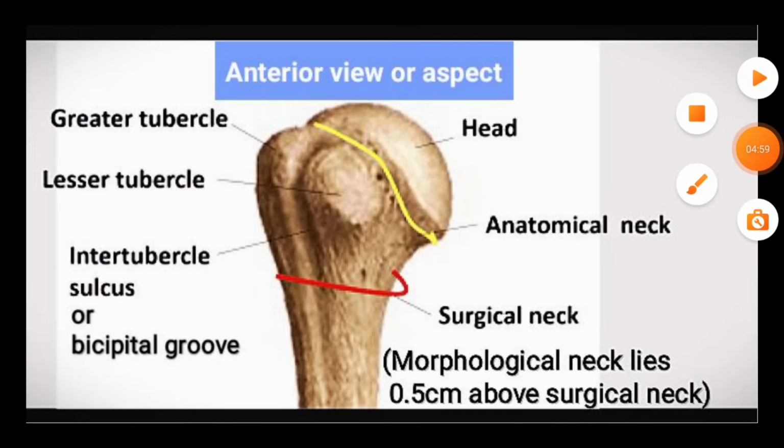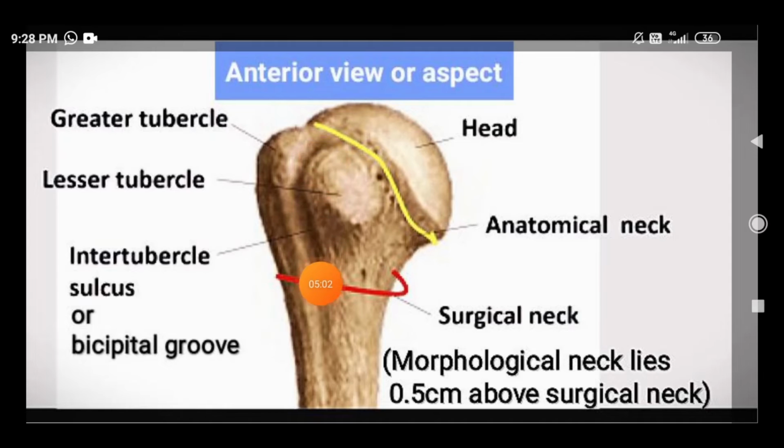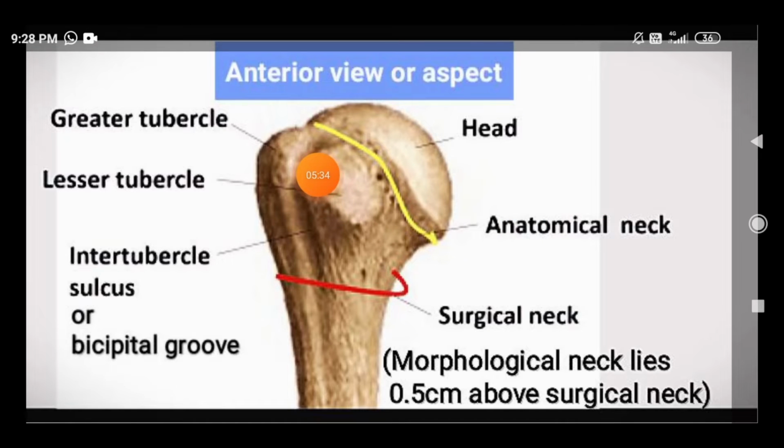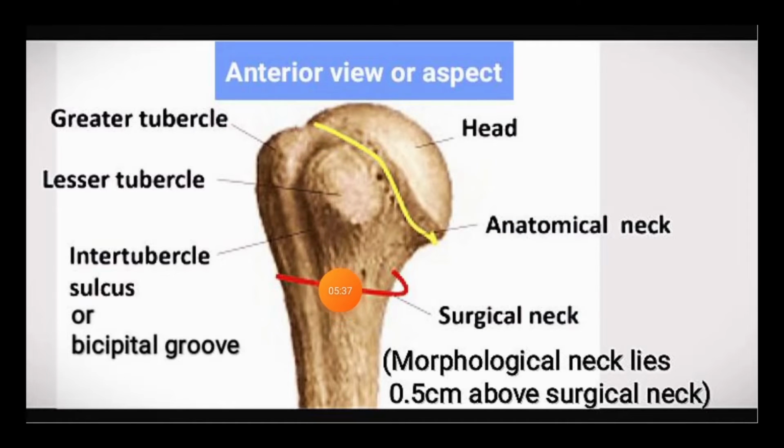This is the intertubercular sulcus or bicipital groove, which separates the lesser tubercle medially from the anterior part of the greater tubercle. The sulcus has medial and lateral lips that represent downward prolongations of the lesser and greater tubercles. This is the medial lip and this is the lateral lip of the intertubercular sulcus.